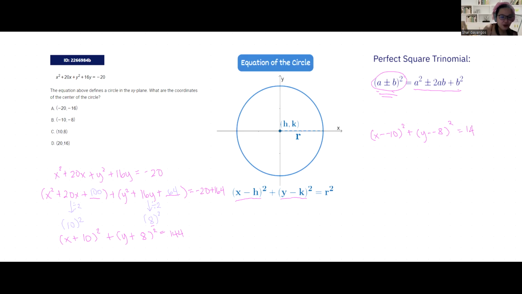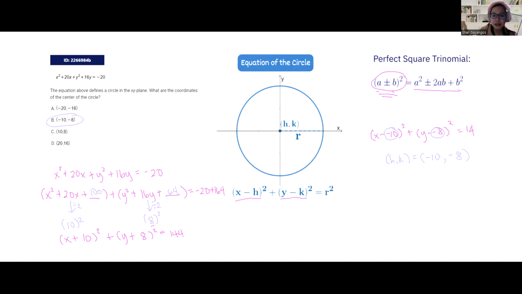So everything is already in the form that we want. So let's inspect the constants. So this tells us that the center HK is just equal to negative 10 and negative 8. And I double checked, that is the correct answer.